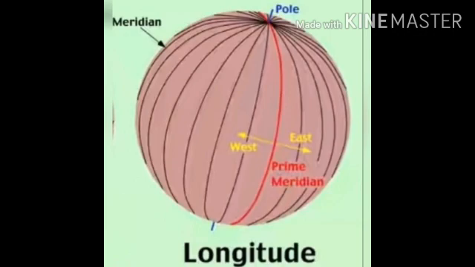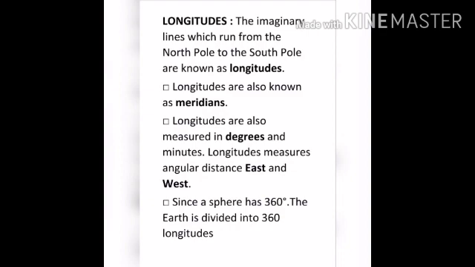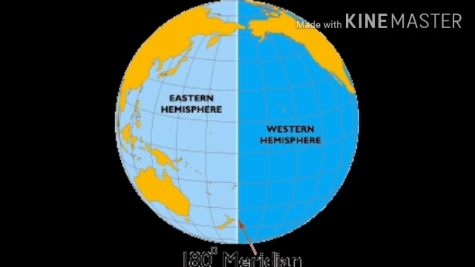So now let's talk about longitudes. What is the definition of longitudes? Imaginary lines running vertically north to south are known as longitudes. So we have lines running in the north-south direction, and these lines are known as longitudes. Longitudes are also known as meridians. They also divide the earth into two hemispheres, one is the eastern hemisphere and the other is the western hemisphere. This is the way the longitudes divide the earth.